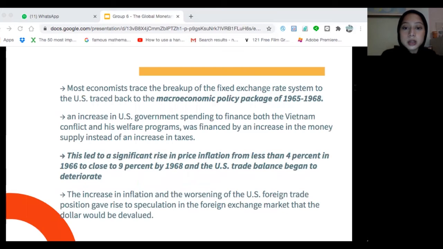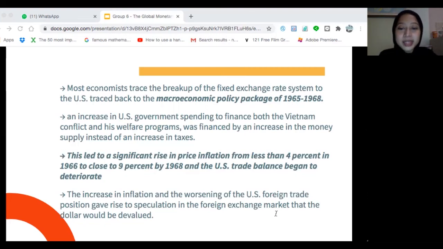Most economists trace the breakup of the fixed exchange rate system to the US macroeconomic policy package of 1965 till 1968, which was an increase in US government spending to finance both the Vietnam conflict and welfare programs. It was financed by an increase in the money supply instead of an increase in taxes. This led to a significant rise in price inflation, from less than 4% in 1966 to close to 9% by 1968. Also, the US trade balance began to deteriorate.